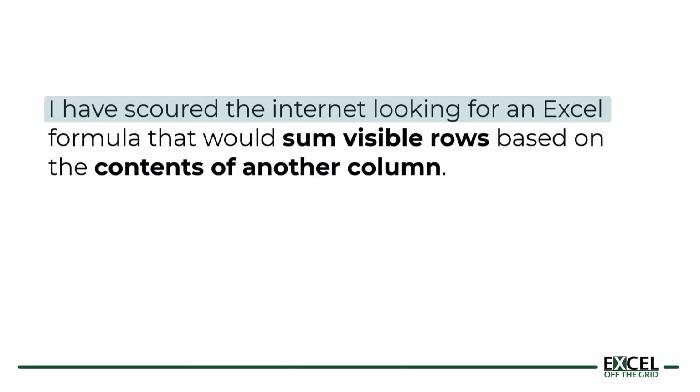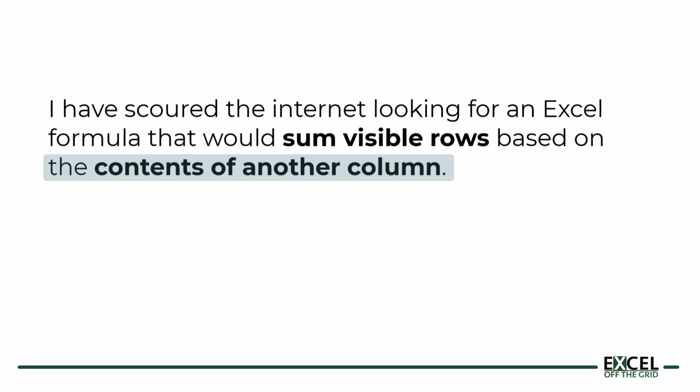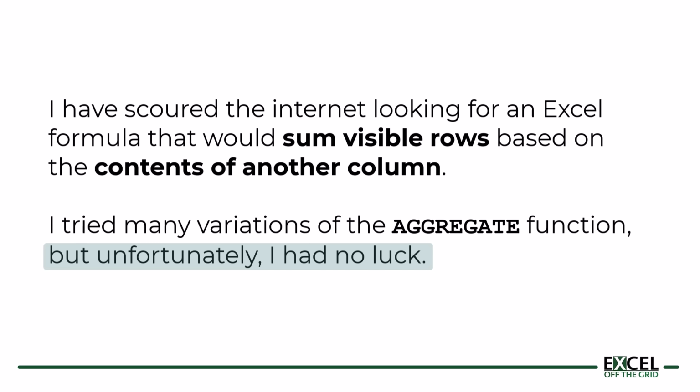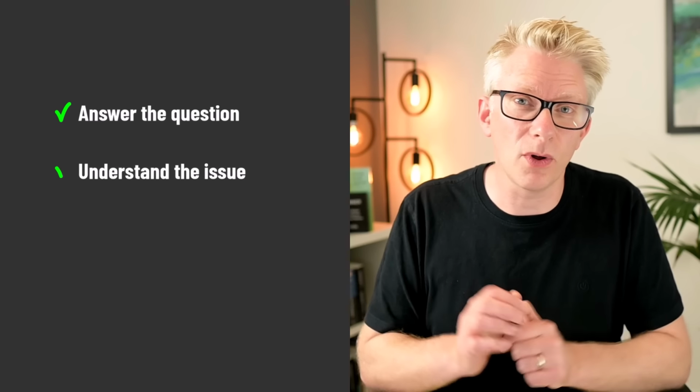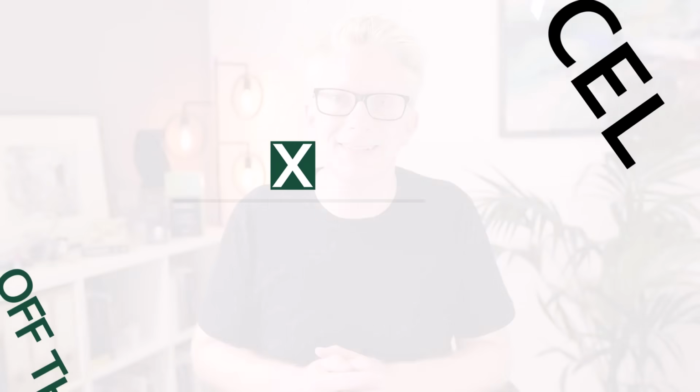I have scoured the internet looking for an Excel formula that would sum visible rows based on the contents of another column. I tried many variations of the aggregate function, but unfortunately I had no luck. And this is because of the arrays versus ranges issue. So in this video, we're going to solve this question, but also understand what this issue is and how we can solve it. So if you're ready, let's get started.